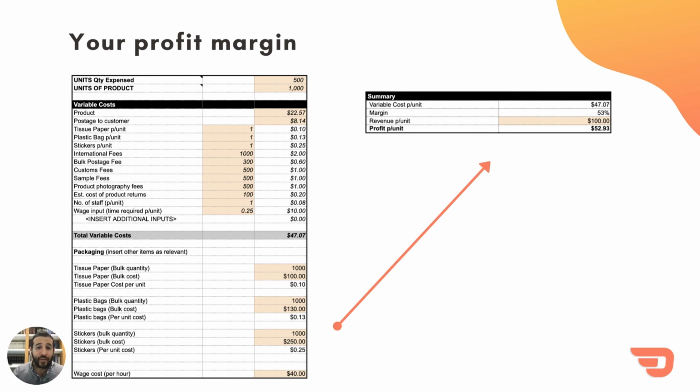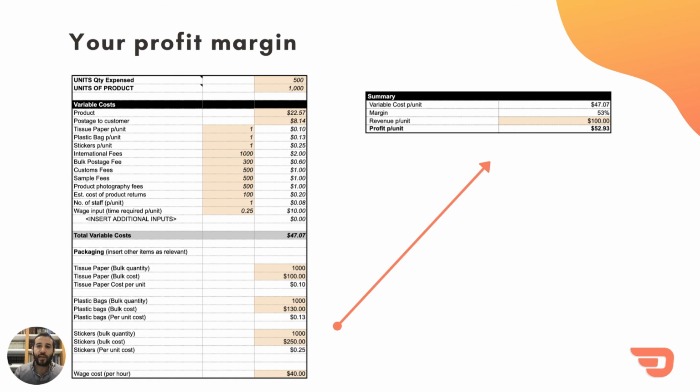It'll record your margin, profit margin. That will also require you to put in your revenue per unit. So that's how much you're actually selling the product for. And ultimately, it will spit out a profit per unit, which in this case is $52.93.